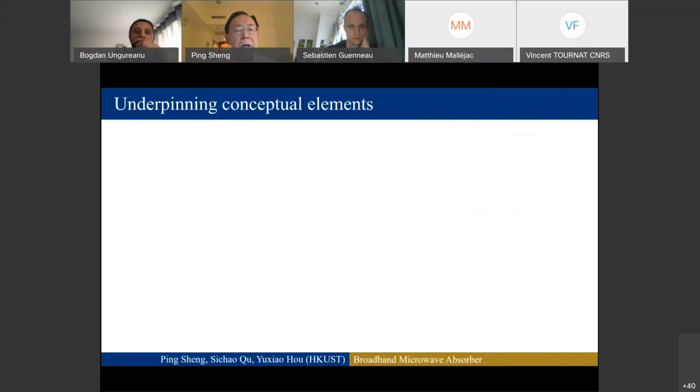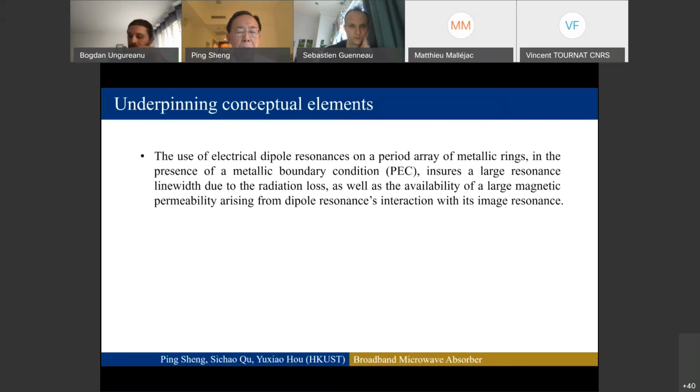So let me first say the underpinning conceptual elements. In fact, this first paragraph summarizes the most important part. Essentially, we use a very simple structure, which is a metallic ring. And when we say metallic ring, it brings to mind the famous split ring resonator by John Pendry and collaborators. But here, we will have a different type of resonances at the higher frequencies. And putting it in the presence of a metallic boundary will ensure a large resonance line width due to the radiation loss, as well as generate large magnetic permeability arising from dipole resonance interaction with this image resonance. I will spend probably at least one third of the talk clarifying what I'm saying in this paragraph.